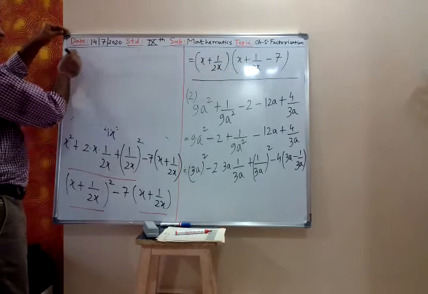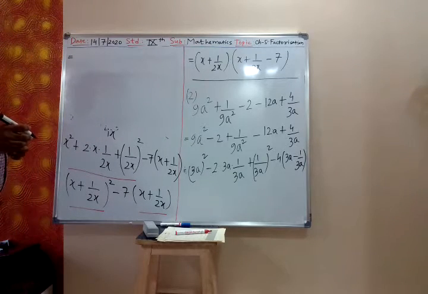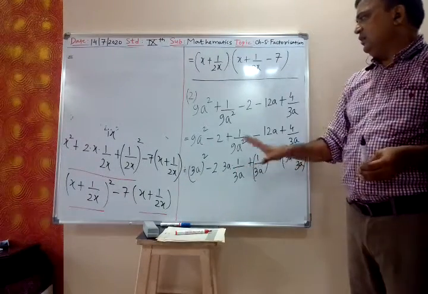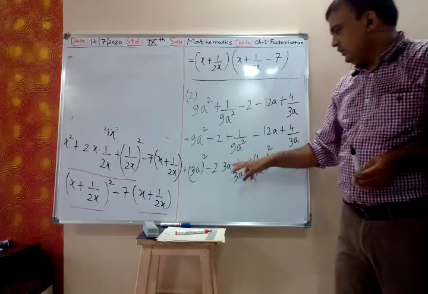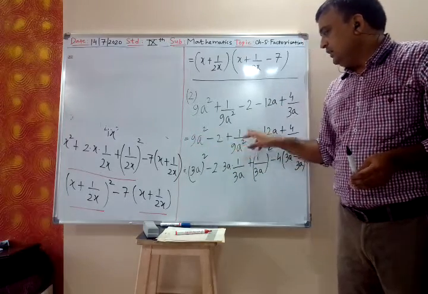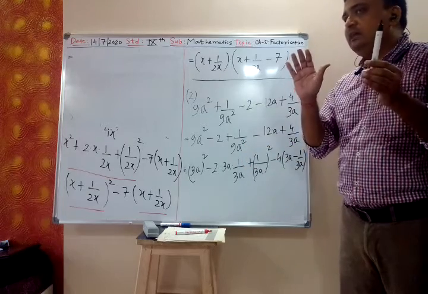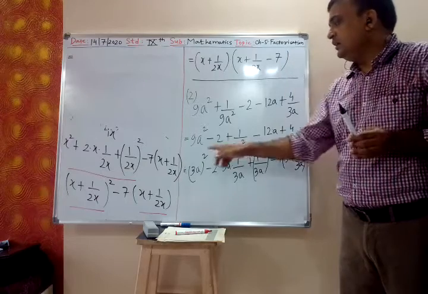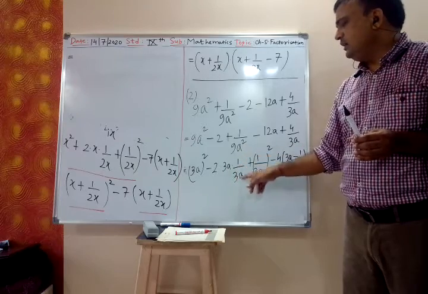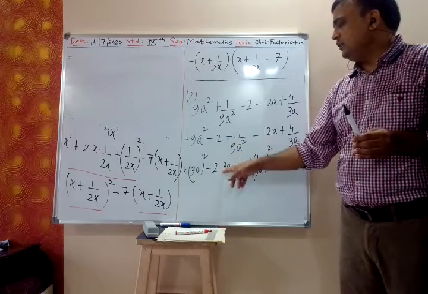Now let us see how you can write this. Yes, because 9a square is nothing but 3a whole square, and 1 upon 9a square is nothing but 1 upon 3a whole square. So we have 3a and 1 upon 3a. This is 3a square and this is 1 upon 3a square. 3a into 1 upon 3a gets cancelled. What is left? Minus 2 is left. So minus 2 I will write in this form.